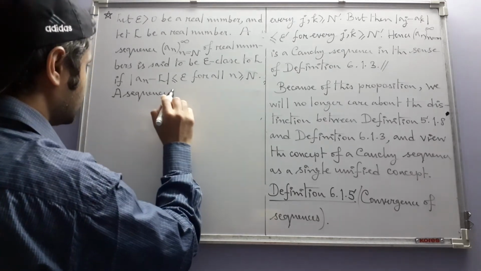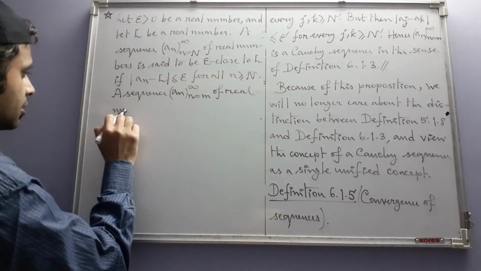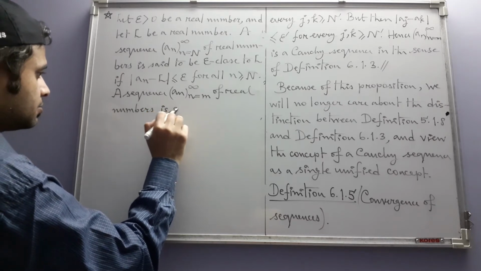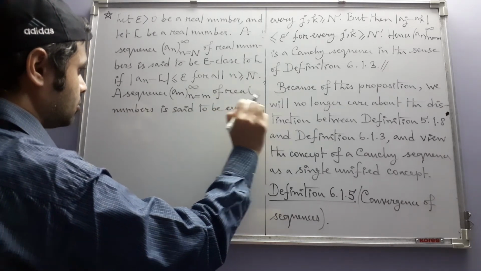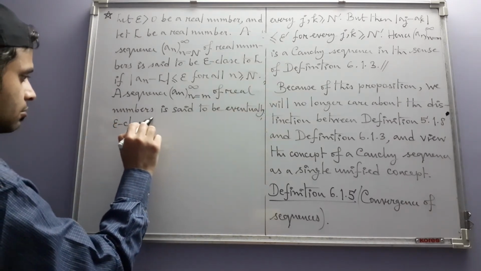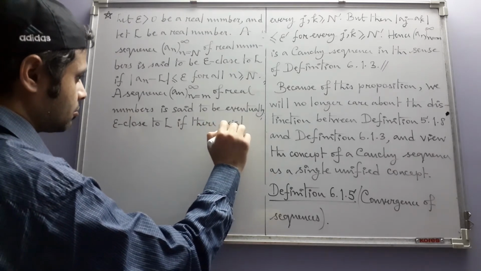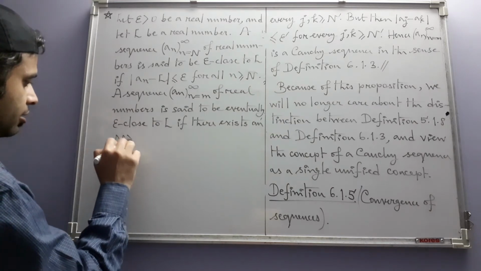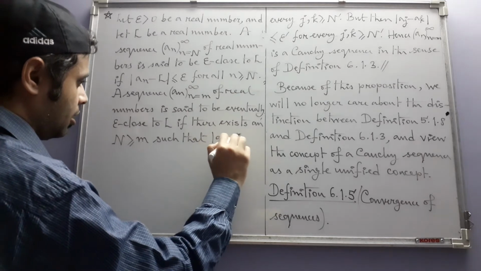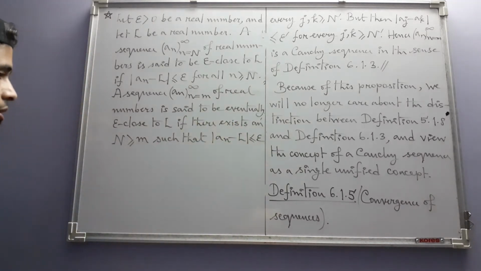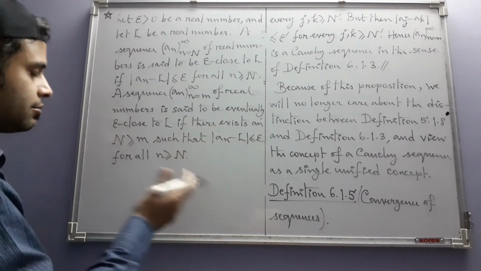Here also there are 3 steps. A sequence a_n of real numbers is said to be eventually epsilon close to L if there exists an integer n greater than or equal to m such that the distance between a_n and L is less than or equal to epsilon for all integers n greater than or equal to n.